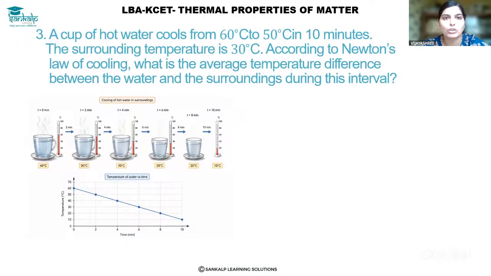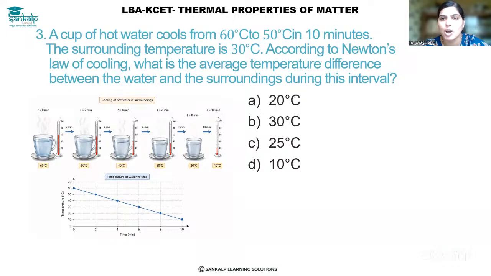A cup of hot water cools from 60 degrees Celsius to 50 degrees Celsius in 10 minutes. The surrounding temperature is 30 degrees Celsius. According to Newton's law of cooling, what is the average temperature difference between the water and surroundings during this interval? Options: A, 20 degrees Celsius. B, 30 degrees Celsius. C, 25 degrees Celsius. And D, 10 degrees Celsius. Okay, what are we given?